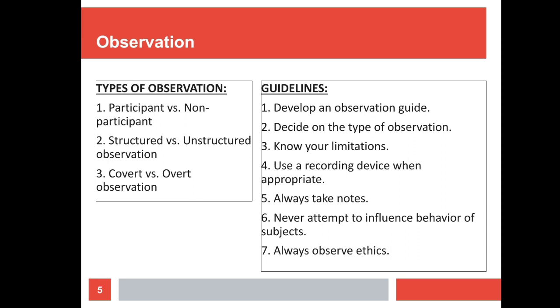Whew. Okay, so again, these are general guidelines for observation. Again, six types of observation. We have the participant, non-participant, we have structured, unstructured, we have covert and overt type of observation.